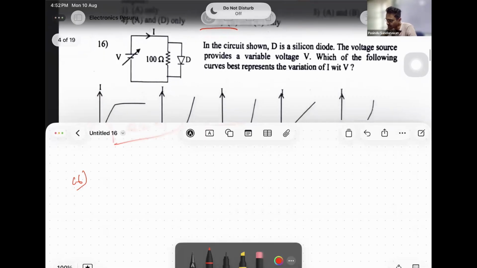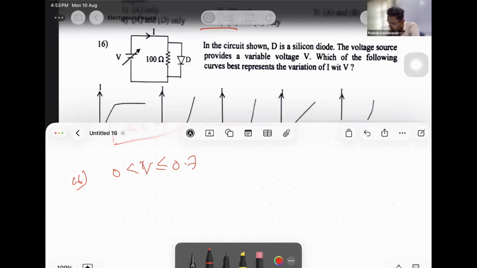In the circuit shown, D is a silicon diode. The voltage source provides a variable voltage V. Which of the following curves best represents the variation of I with V? Since there is a silicon diode, until the voltage barrier exceeds 0.7, the diode is not functioning. From 0 to 0.7, current flows through 100 ohms.